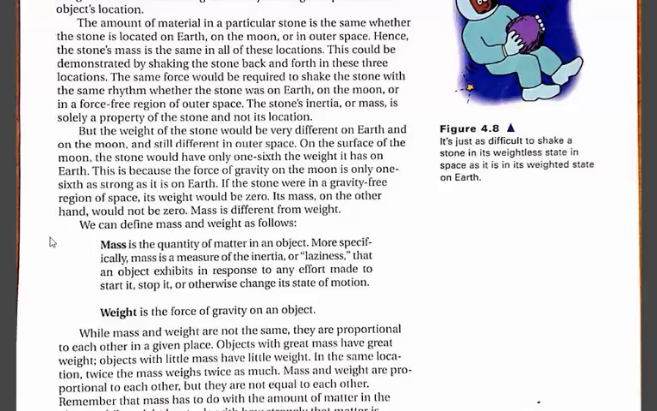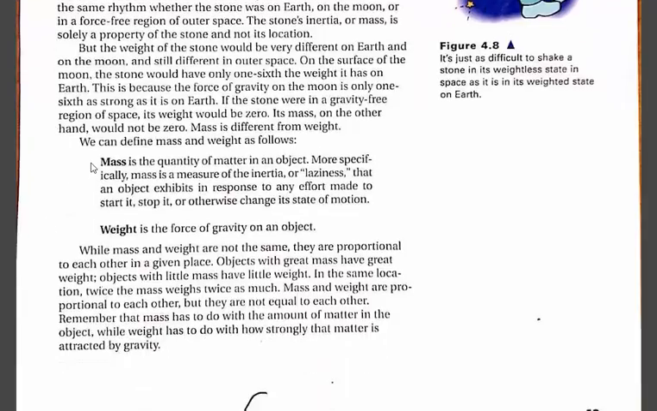We can define mass and weight as follows. Mass is the quantity of matter in an object. More specifically, mass is a measure of the inertia or laziness that an object exhibits in response to any effort made to start it, stop it, or otherwise change its motion. Weight is the force of gravity on an object.